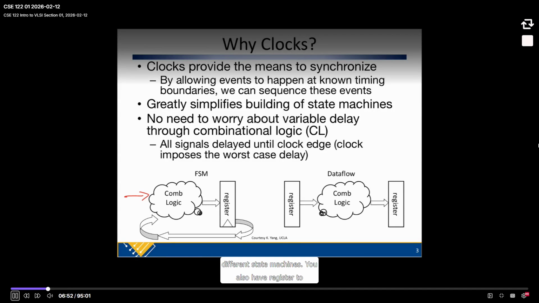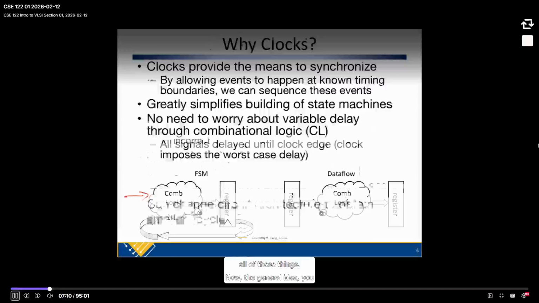It could be a combination of many different state machines. You also have register-to-register timing in your data path. So if you're going from one pipeline stage to another pipeline stage, that's not necessarily a state machine, but you're passing data between things. And you need to check that the clock synchronizes all of these things.